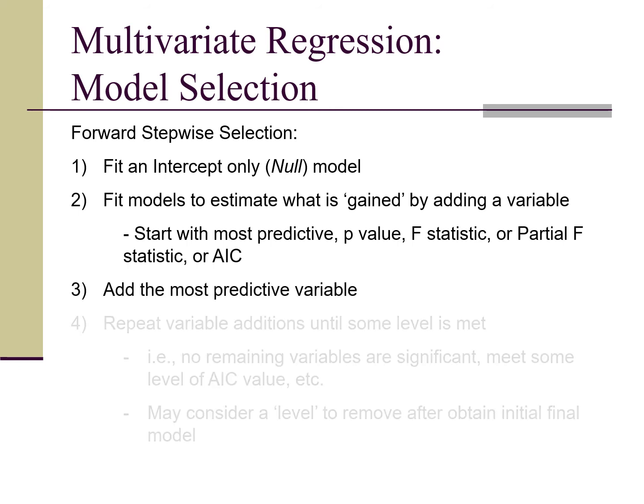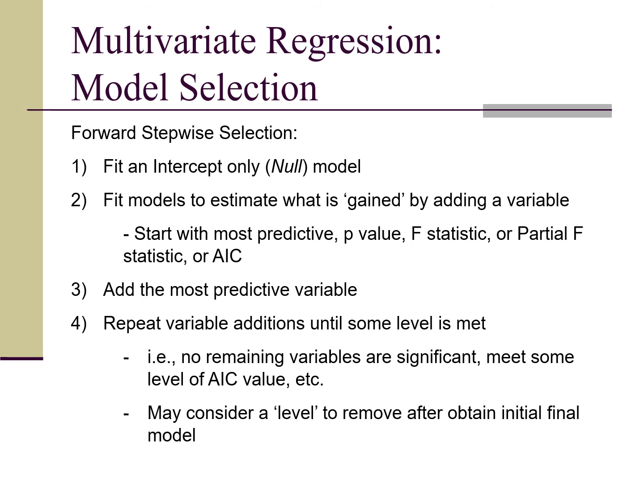Add it to the model and repeat adding until some level is met. So maybe you'll say keep adding until all the remaining variables are not significant, or that you've met some level of AIC, and you may consider some level to remove after obtaining your initial final model. So based on their overall contribution to model fit, you might then take out some variables.